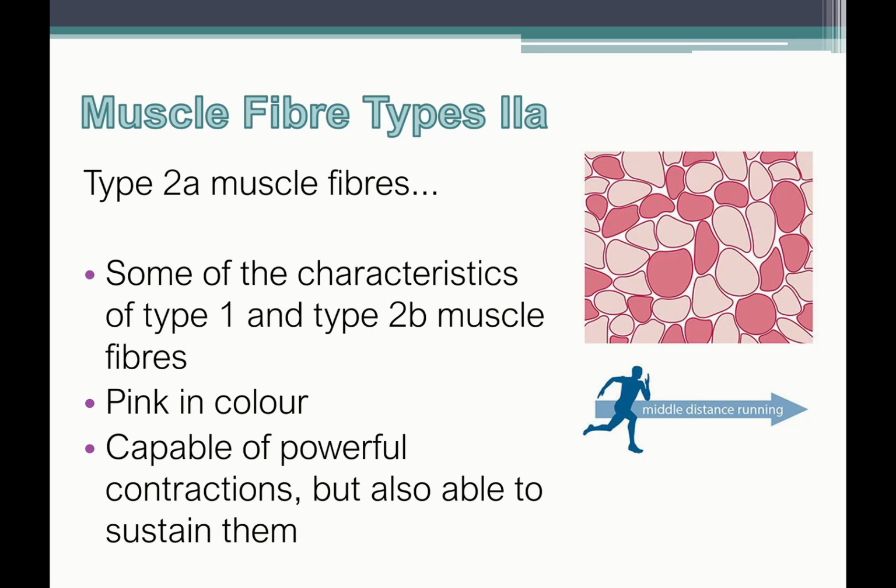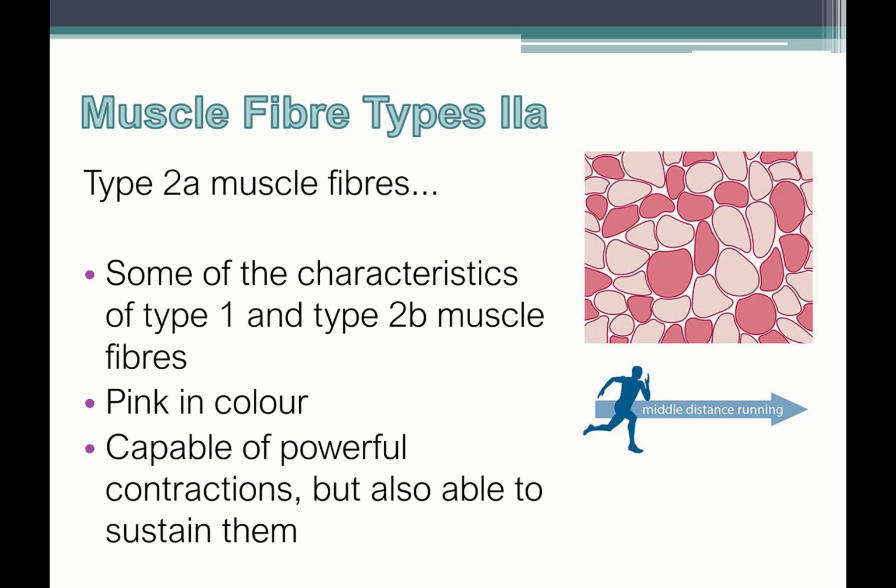Now, not to the same extent of a type 2X fiber and the force that they can produce, but still, they can produce a lot more force than a type 1 fiber. However, they're able to sustain that over greater periods of time. So the outstanding sporting example for a type 2A fiber would be middle distance running. So for example, the 800 meters, they're still going to be using oxygen over sustained periods of time, but the contractions have to be a lot more powerful over that period of time in order to be successful within that particular event.